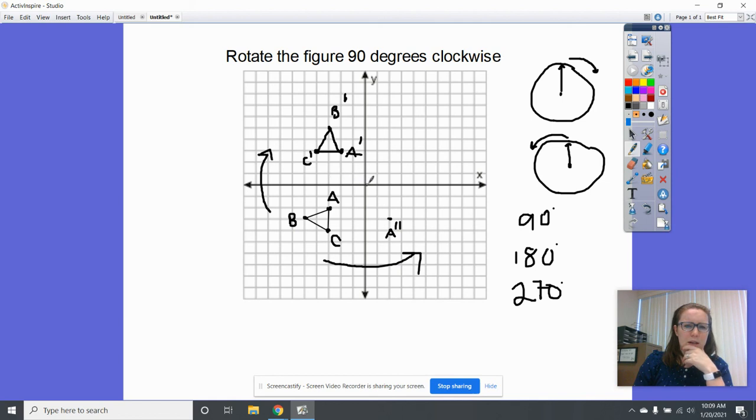Okay, so now let's take C. It's 3 to the side, so it's going to be 3 down. And it was 4 down, so it's going to be 4 to the side for C double prime. And then B was 5 to the side, so it'll be 5 down. And what is that? 1, 2, 3. There we go. And that's B double prime. And same as before, these shapes are congruent. Well, congruent other than my drawing skills, but if I drew them perfectly, they would be congruent. So that is rotating figures.